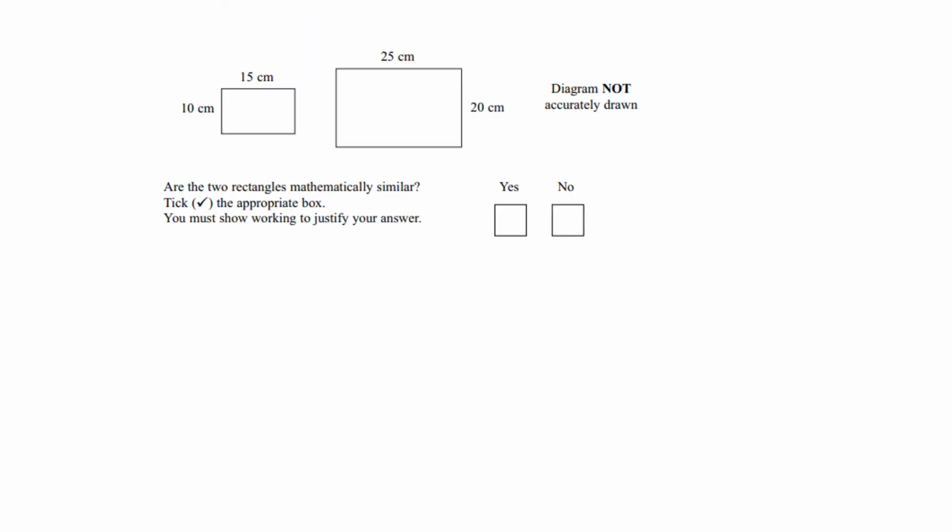This one's an interesting question because it turns around the definition. It asks us if these 2 rectangles are mathematically similar and justify your answer. Now go back to the very first thing we wrote down. What does similar mean? And you want to try and get that definition in here. So unpause in 3, 2, 1.